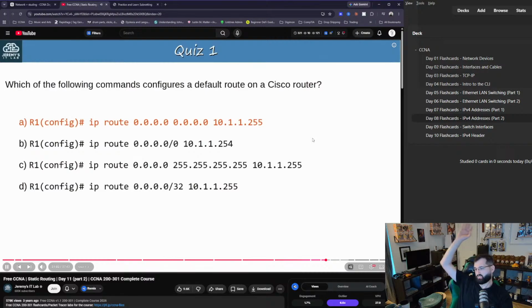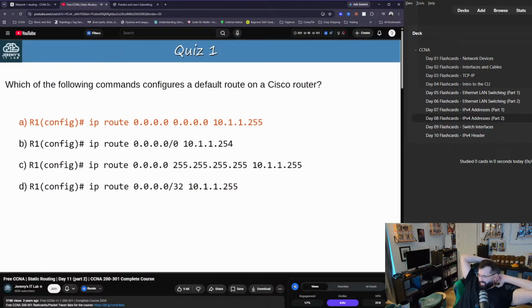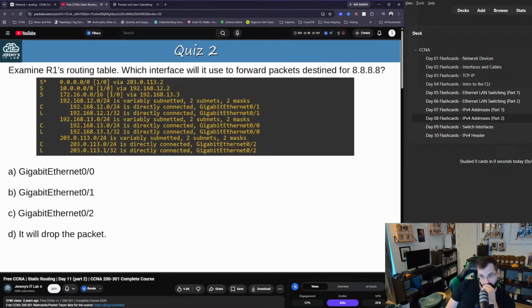...the prefix length with a slash. You must write out the net mask. So B and D are incorrect. And in a default route, all bits of the net mask should be 0, as in A, so A is correct. In C, the bits are all 1, making it 255.255.255.255. That is not correct. Okay, let's go to question 2.